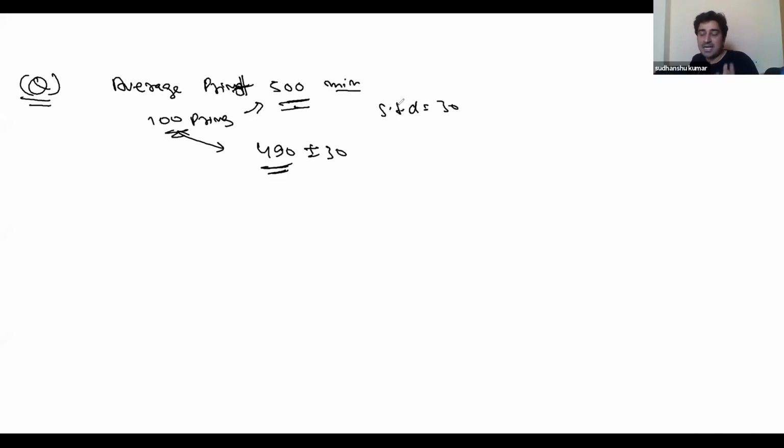30 is nothing but a standard deviation which has been given. So it's completely fine. I have to make a decision whether I should purchase this cartridge from this manufacturer wholesale, or whether I should not, whether I should invest my money or not. Considering the fact that I can accommodate a 5% margin.